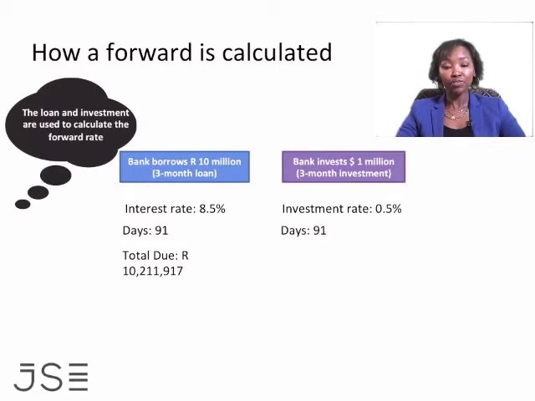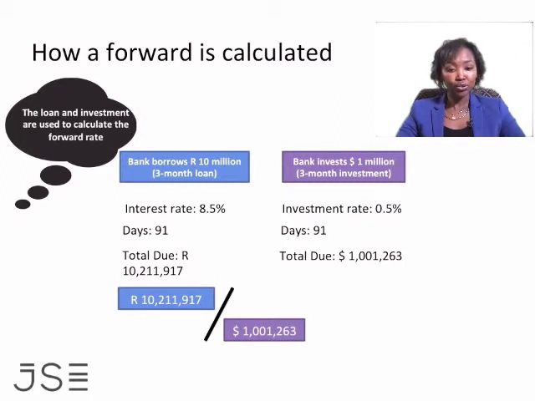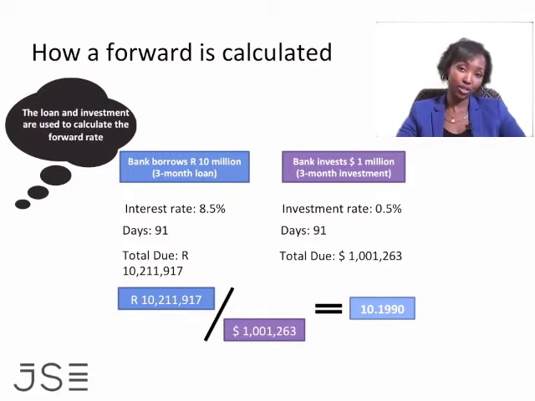And then the bank invested the $1 million for 3 months. Let's say the investment rate was 0.5% for 3 months. The total due on that would be just over $1 million, so $1,001,263. If you take that 10,211,917 divided by the 1,001,263, that would give you your forward rate of 10.199.